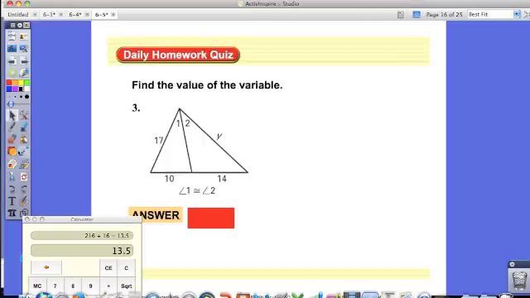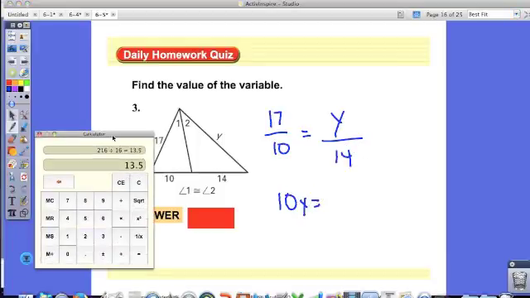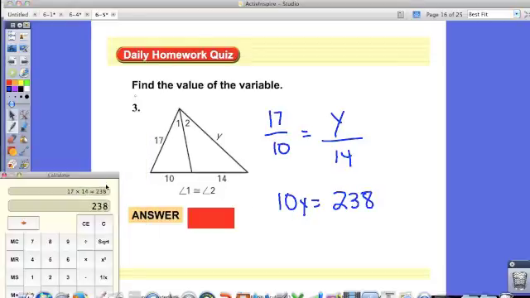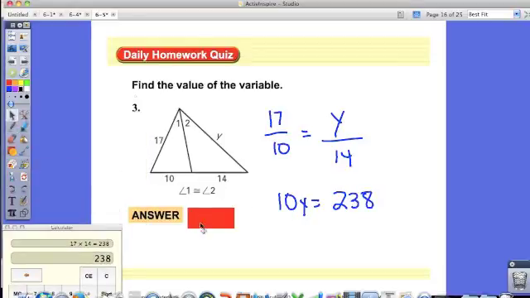In problem number 3, find the value of the variable. Now, they tell us there that angle 1 is congruent to angle 2, so this is an angle bisector. So 17 over 10 is going to be proportional to Y over 14. 10Y equals 17 times 14 is 238, divided by 10 is 23.8.